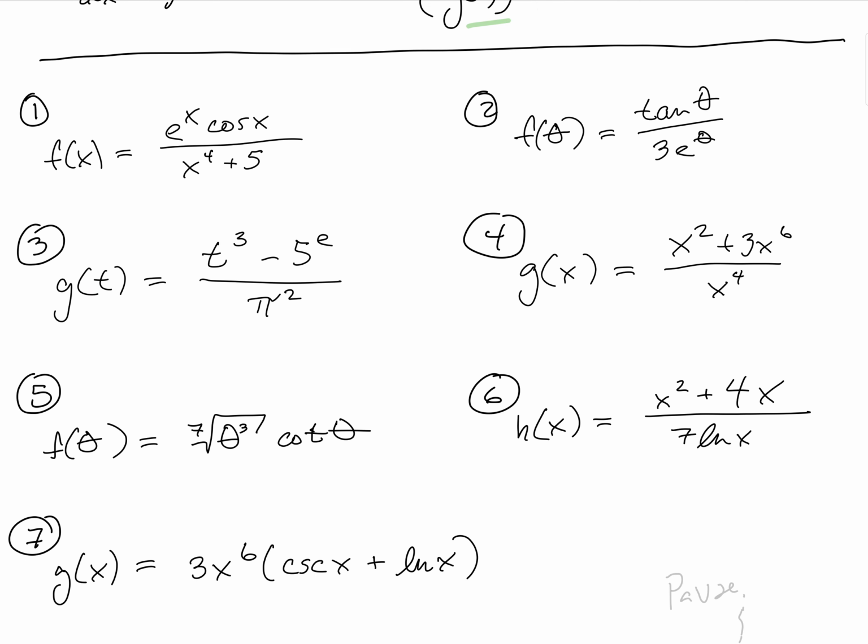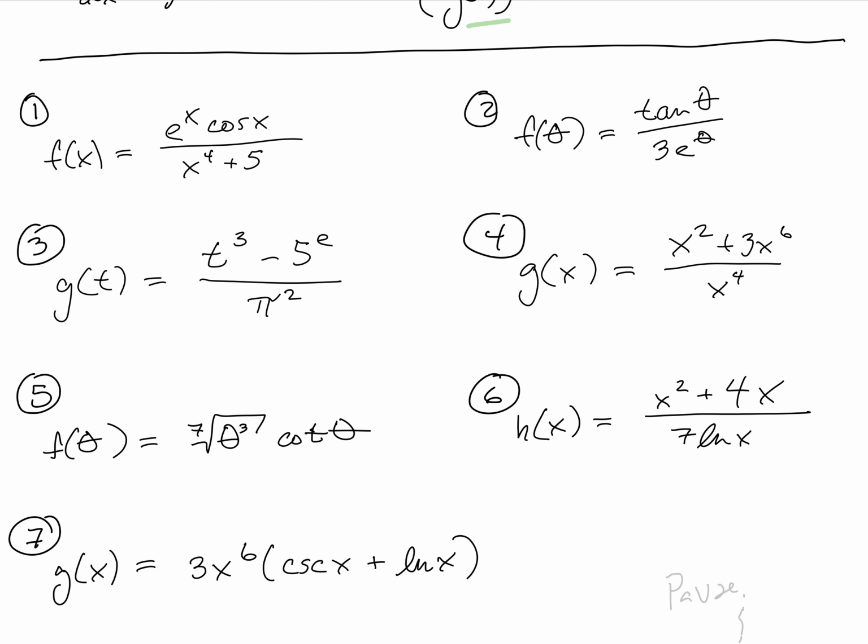So f of x equals e to the x cosine x over x to the fourth plus 5. f of theta equals tangent of theta over 3e to the theta. g of t equals t to the third minus 5 to the e over pi squared. g of x equals x squared plus 3x to the sixth over x to the fourth.